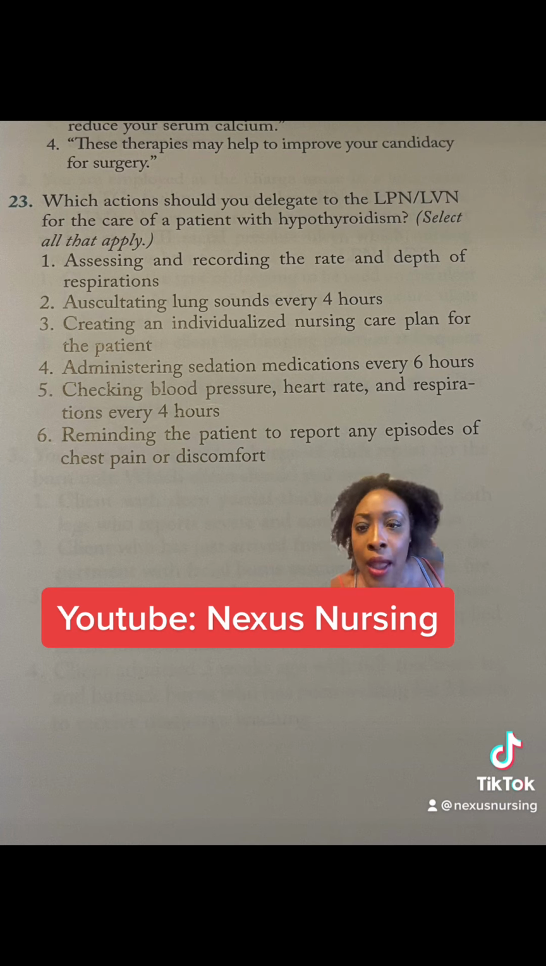Let's keep going. 5, checking blood pressure, heart rate, respirations every 4 hours. Now, although absolutely you can give that to the LPN, why would you not give that to a UAP? UAPs are allowed to report and record. It says nothing about assessing. It says nothing about listening to the lung sounds, because remember, they haven't been trained to know the difference between clear lung sounds versus wheezing, right? UAPs can record and report, and that's number 5. So false. We're going to give that to a UAP.